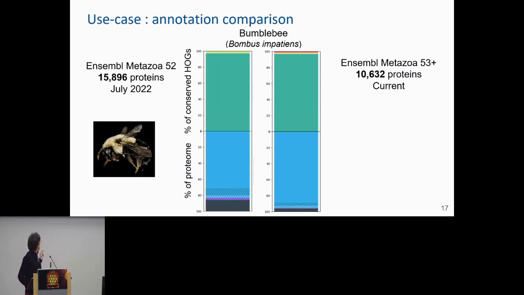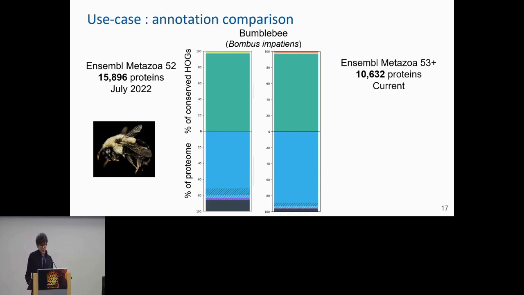The second use case I wanted to show you is that one thing for which we can use OMArk is to compare different annotations for the same species. Here I show two different annotations for the bumblebee that were present in Ensembl.